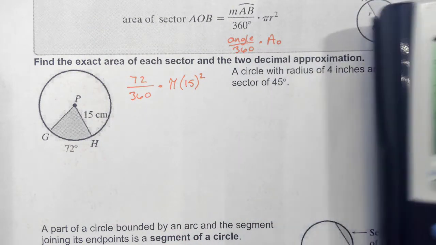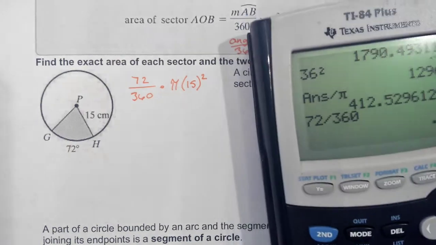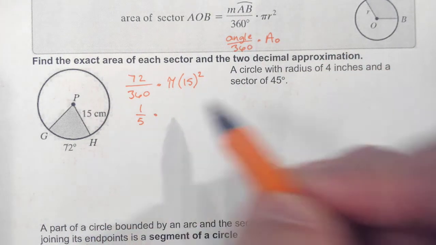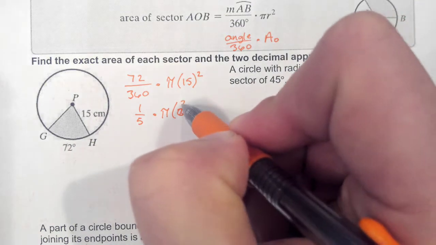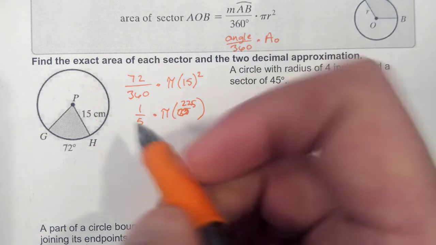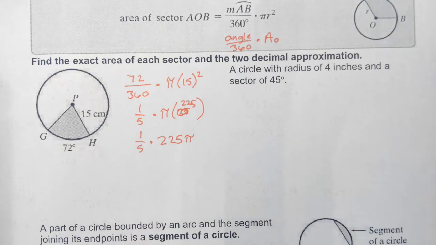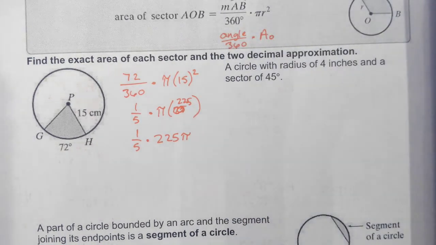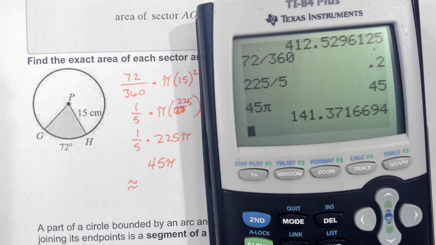So I'm just going to type in a lot of things here. First, what's 72 divided by 360? So that's 0.2. If you wanted to just reduce the fraction, that would be 1/5. 0.2 is fine also, but I'll write 1/5 times pi times 25. Oh, not 25. That's 15 squared, 225. Let me fix that. 1/5 times 225 pi. Okay, so what's 225 divided by 5? 45. So the exact area of that sector is 45 pi. The 2 decimal approximation, again, just type it in, 45 pi, 141.37.